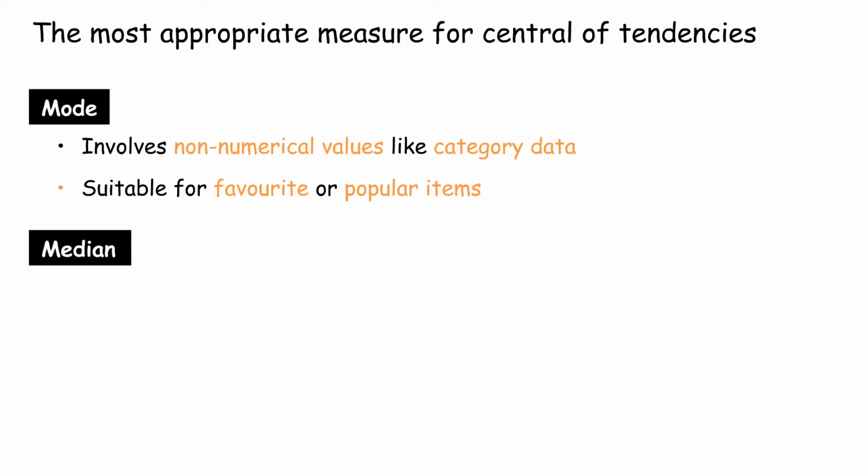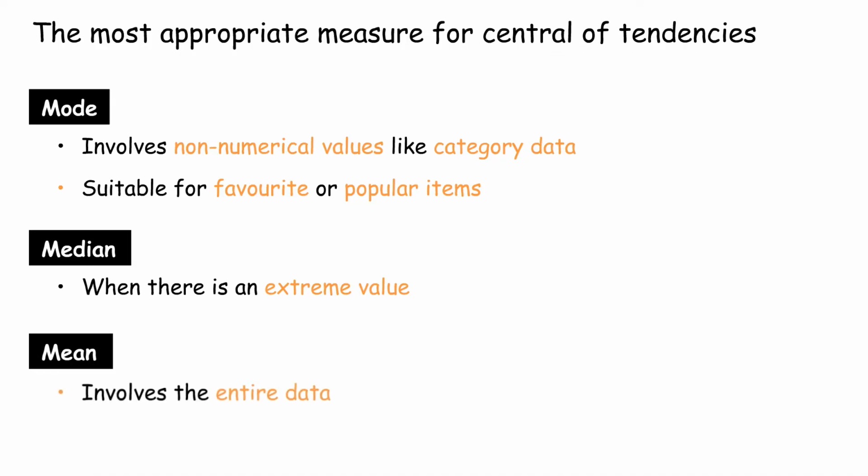Median: more appropriate to use when there is an extreme value because the median is not influenced by extreme value. It is the value at the midpoint of the set of data. Mean involves the entire data. When there is an extreme value, the mean cannot give an accurate interpretation of the data, because the extreme value affects the mean.